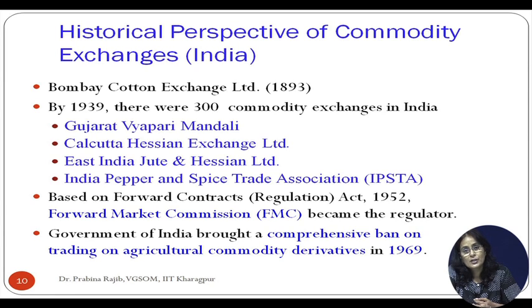The predominant reason cited in research papers and websites is that commodity derivatives were perceived to be increasing the volatility in agri-commodity prices. So Government of India decided to put a comprehensive ban on commodity derivative trading. However, it did not scrap the Forward Contracts Regulation Act of 1952, or do away with the Forward Market Commission. Forward Market Commission remained as a regulator of the commodity derivatives market.